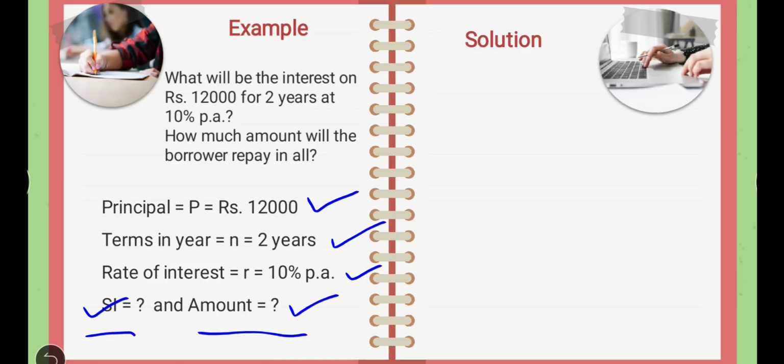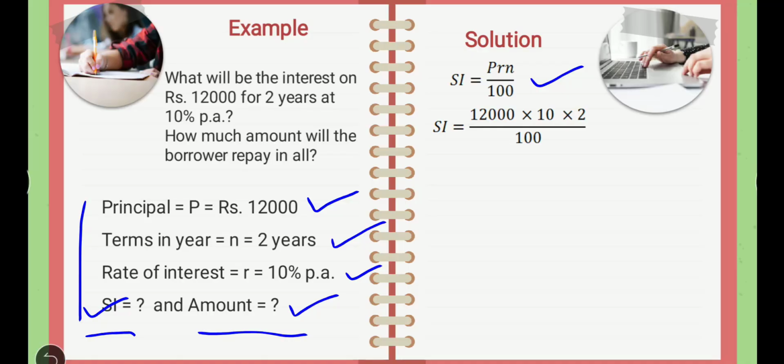So firstly we have to calculate simple interest. So the formula for simple interest is equal to PRN divided by 100. We can use this formula, put these values in the formula. So P, R and N. So simple interest is equal to P 12,000, R 10, N 2 divided by 100.